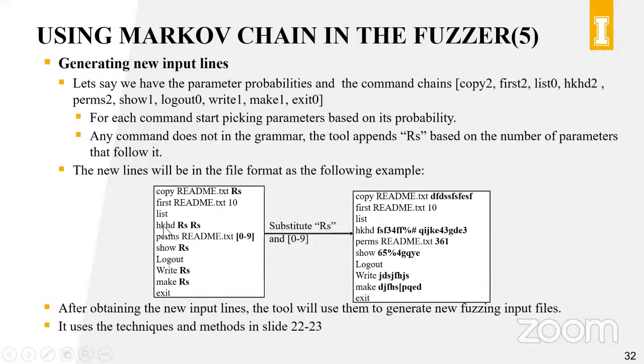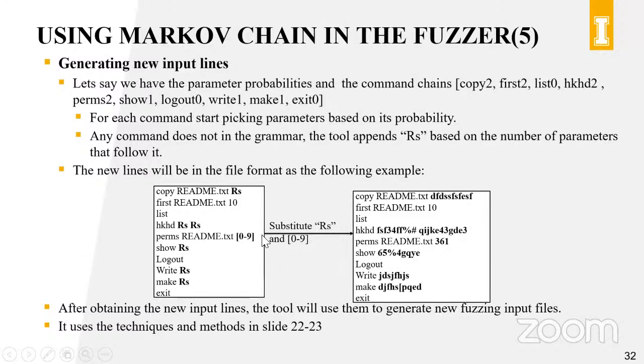So we have this command that is not in the grammar. So we attach or append RS 2 times because we have 2 parameters that come after it. So we put random string 2 times as the first and second parameter. And for parameters, we have this line, and we selected these parameters based on the probability, and so on.